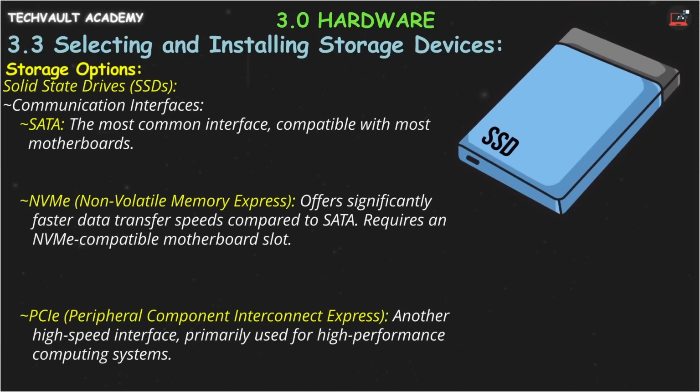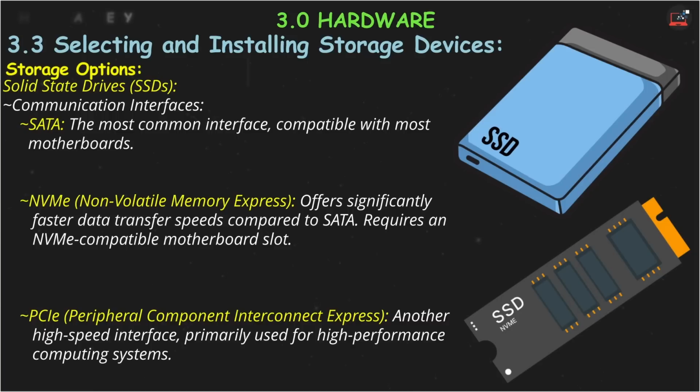Solid-state drives, SSDs, communication interfaces. SATA, the most common interface, is compatible with most motherboards. NVMe, non-volatile memory express, offers significantly faster data transfer speeds compared to SATA. It requires an NVMe-compatible motherboard slot. PCIe, peripheral component interconnect express, is another high-speed interface primarily used for high-performance computing systems.